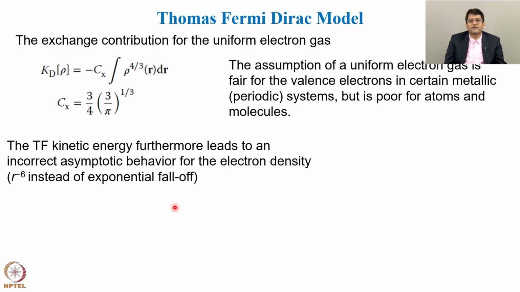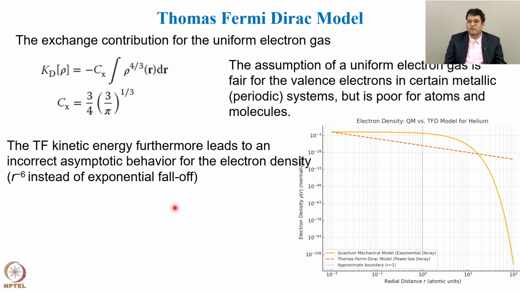Moreover, this Thomas Fermi kinetic energy further leads to an incorrect asymptotic behavior. The electron density is supposed to decay exponentially, whereas in the case of the Thomas Fermi model, this is how the electron density is supposed to decay. If I calculate the electron density for helium in some quantum mechanical model, I can calculate the wave function and then calculate the density. I will see that it will have an exponential decay. Whereas, if I do the Thomas Fermi model, I will see that it will decay as r to the power 6. So, this actually gives you a wrong behavior.